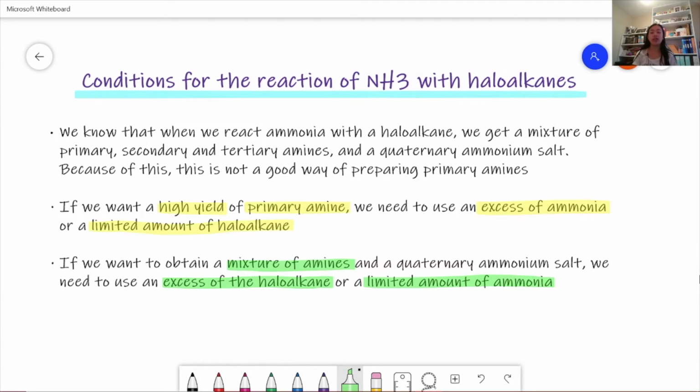So this kind of question comes up quite a lot in exams. So just make sure that you understand why, if we want a high yield of primary amine, we need an excess of ammonia, and why, if we want to obtain a mixture of amines, we have an excess of the haloalkane. So the reason why we need an excess of haloalkane to obtain a mixture is because we want loads of further substitutions to happen. And that can only happen if we've got lots and lots of haloalkane to react with the different nucleophiles that we produce.